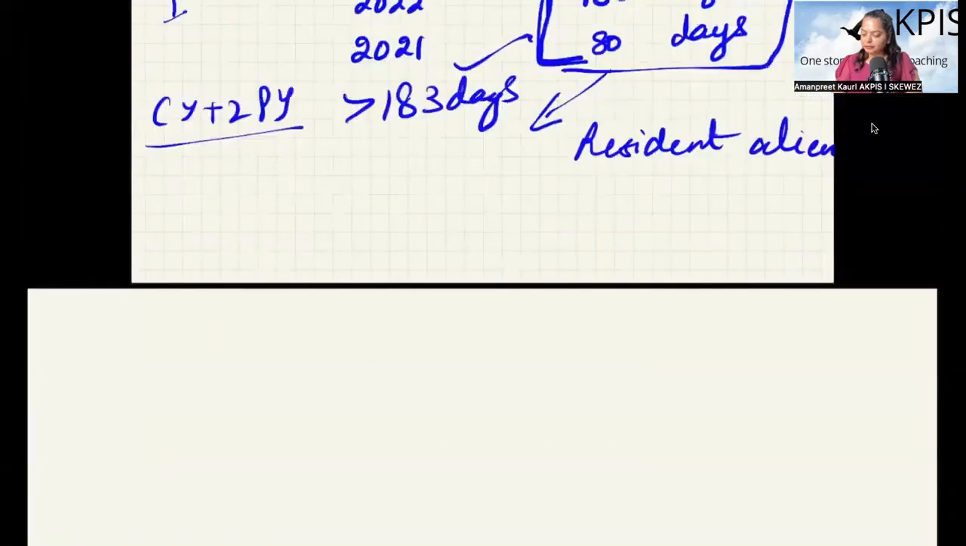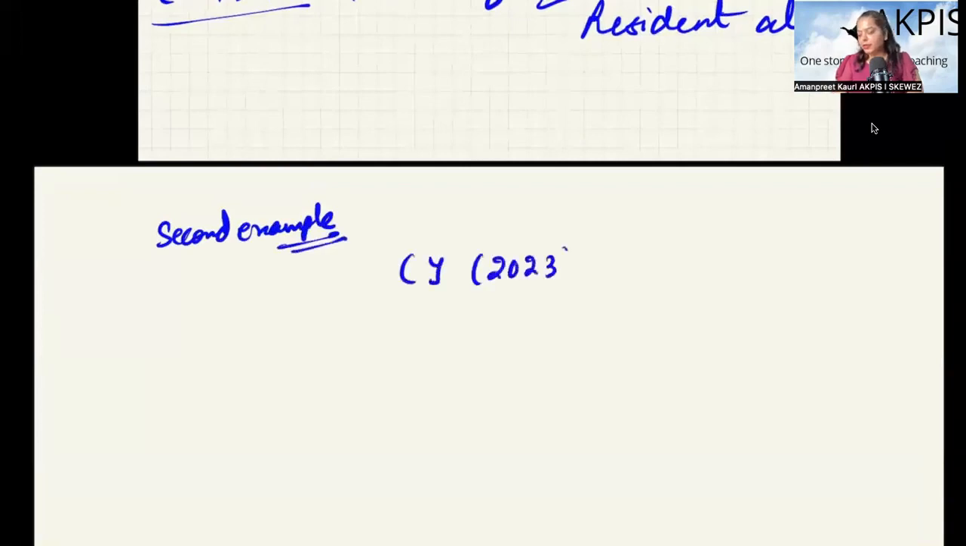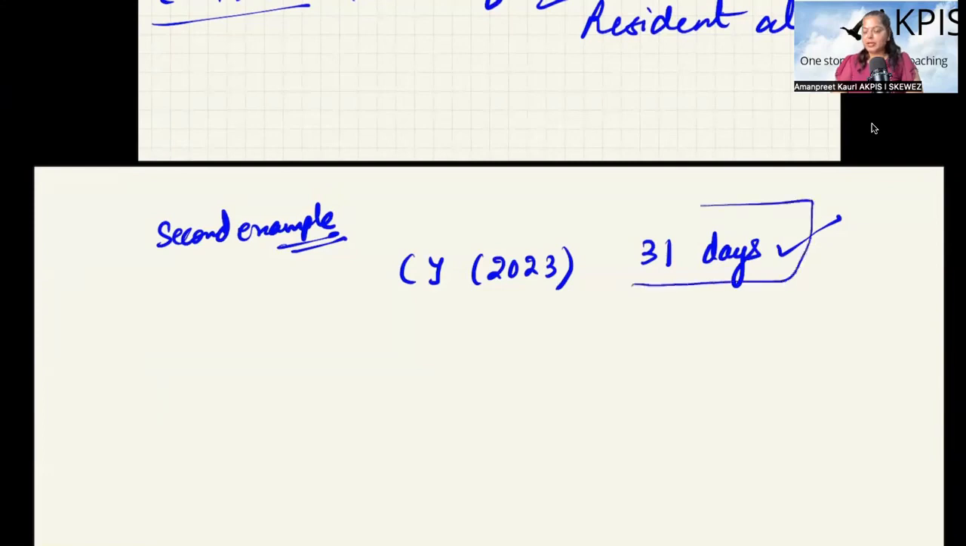Let's say, in this example only, the third main example, he is there in the current year 2023 for 31 days. Is condition number 1 satisfied? Yes, condition number 1 gets satisfied. So do we need to check condition number 2? Yes, because condition number 1 is satisfied. If here it would have been less than 31 days, then straight away non-resident. But since condition number 1 is satisfied, he is there for at least 31 days, now condition number 2 needs to be checked.